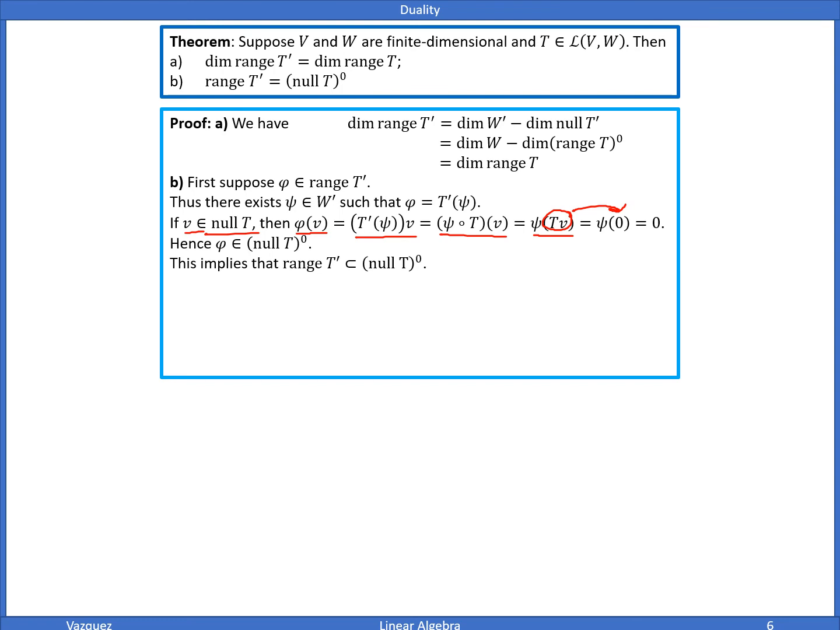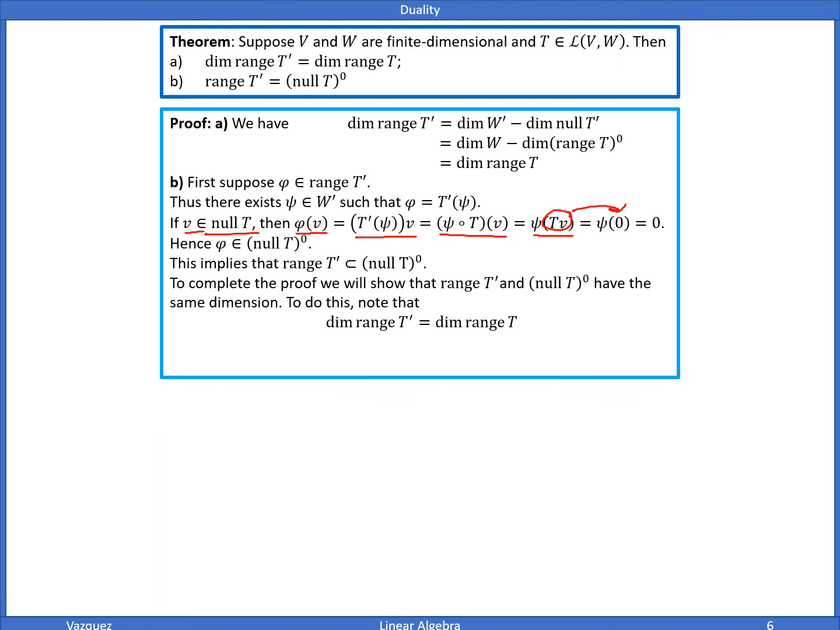Now, what are we going to do next? Show this inclusion? Well, yes, to show that the two sets are equal, but we're going to do something different instead. We're going to complete the proof by showing that the range of T prime and the annihilator of the null space of T have the same dimension. That should complete the proof. So to do this, note that the dimension of the range of T prime, as part A of the theorem says, is equal to the dimension of the range of T. From the fundamental theorem of linear maps, that's equal to the dimension of V minus the dimension of the null space of T.